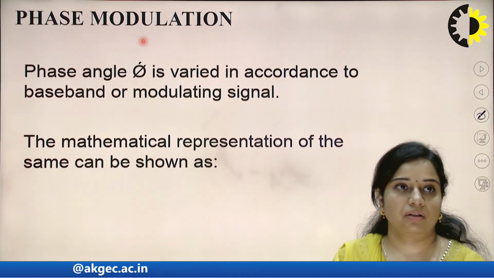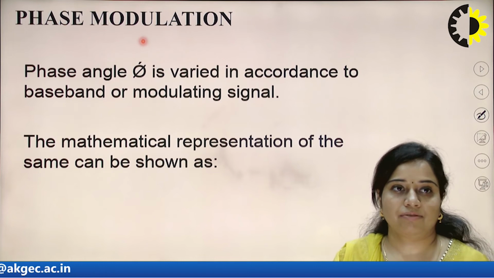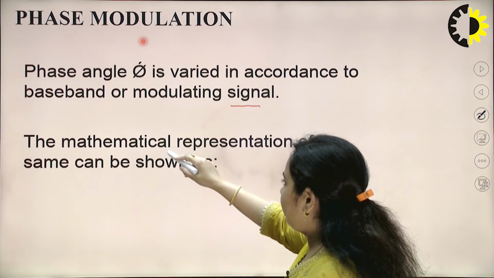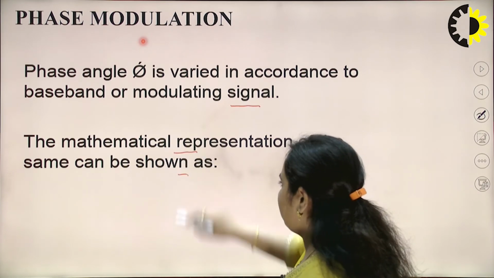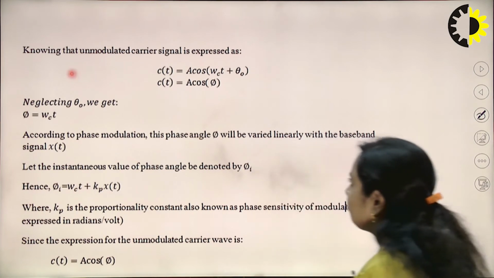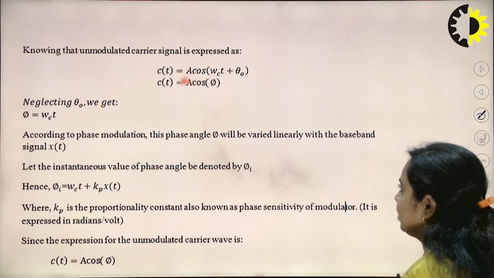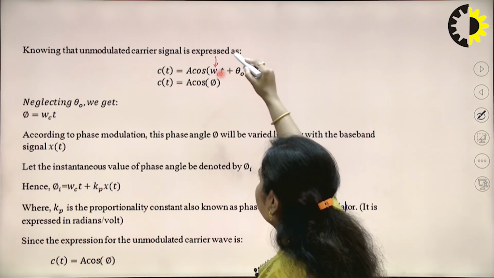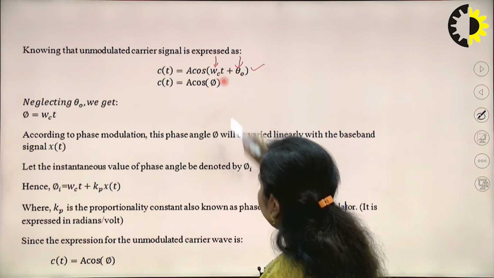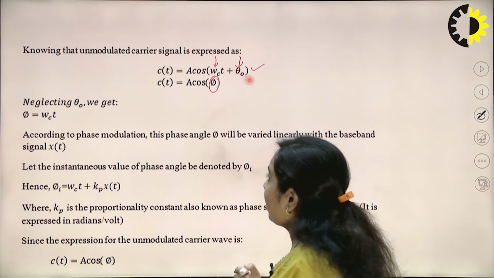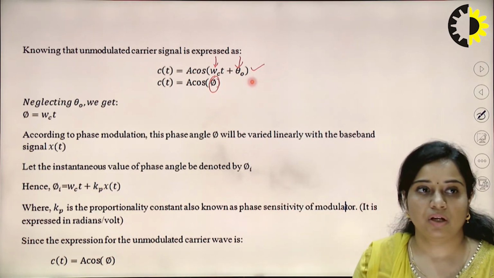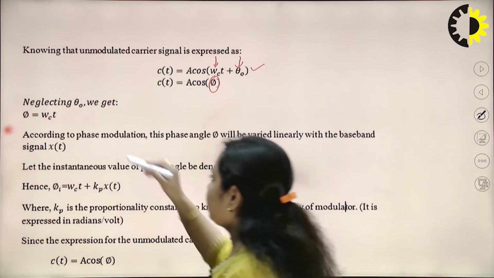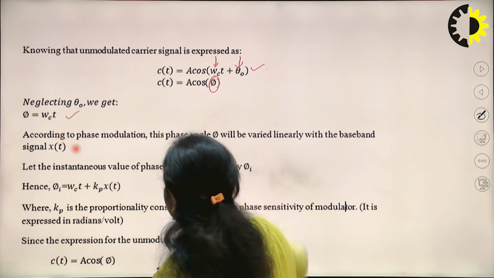Now next is phase modulation. The phase angle phi is varied in accordance with the baseband or modulating signal. The mathematical representation will be the same as shown. Knowing that the unmodulated carrier signal is expressed by this equation, considering the frequency and the angle, phi is the total phase angle. We have to vary this total phase angle and derive an expression for phi_i, that is the instantaneous phase angle. So neglecting theta naught, phi can be written as omega_c t.